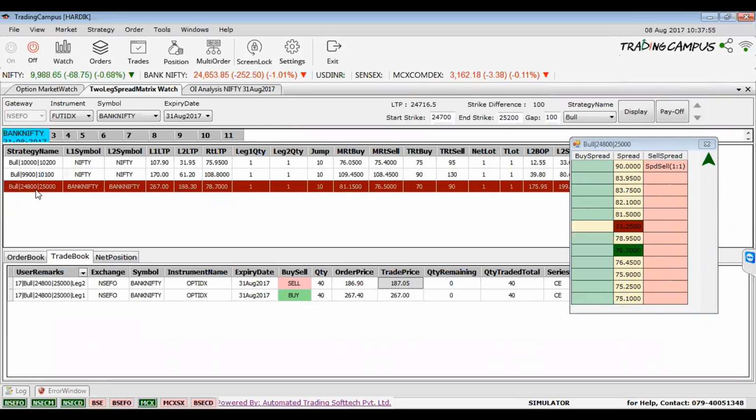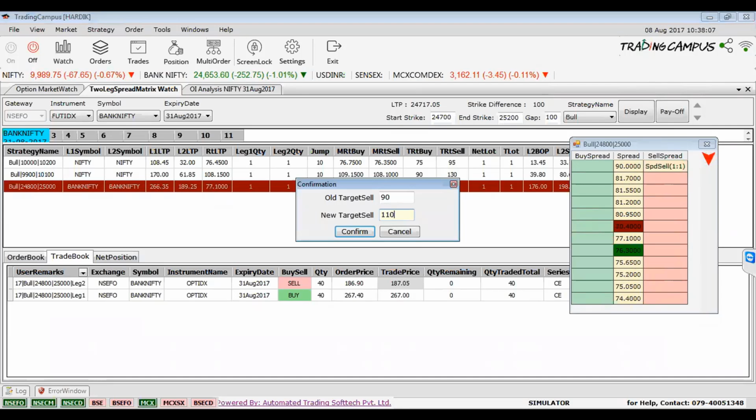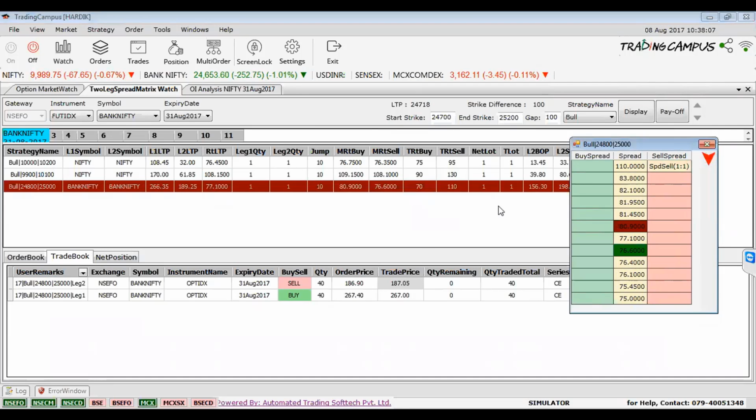Now I've selected the strike as 24,800 and 25,000. Why 25,000? Because the upper resistance is there at 25,000. Right? So I made a bull spread over here, and I am putting a sell spread also, let's say at 110. So today if Bank Nifty bounces back from here, even 100 points, I should get my sell target hit.